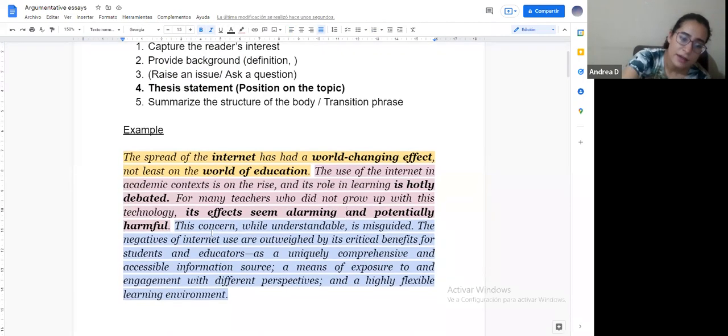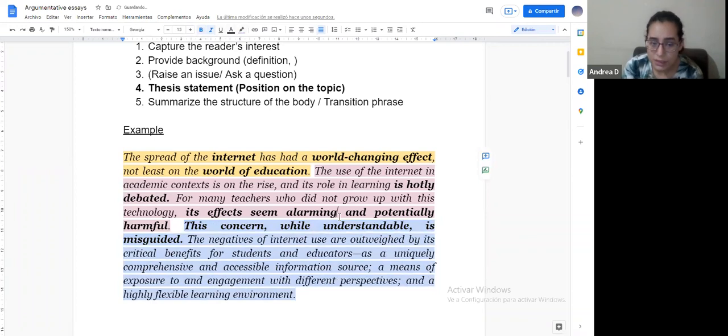And then he's stating his position. So this is a thesis statement. So he's saying this concern, while understandable, so even though it's understandable that teachers feel this way, is misguided. So this is his position. He's saying, I don't agree with teachers that think that the internet is a bad thing. So this concern is misguided.